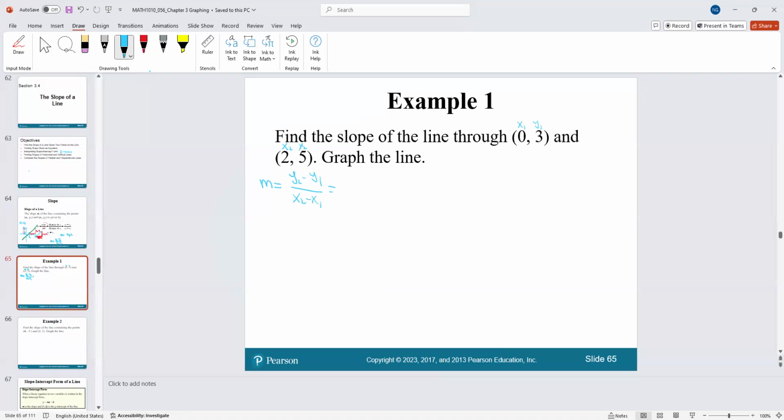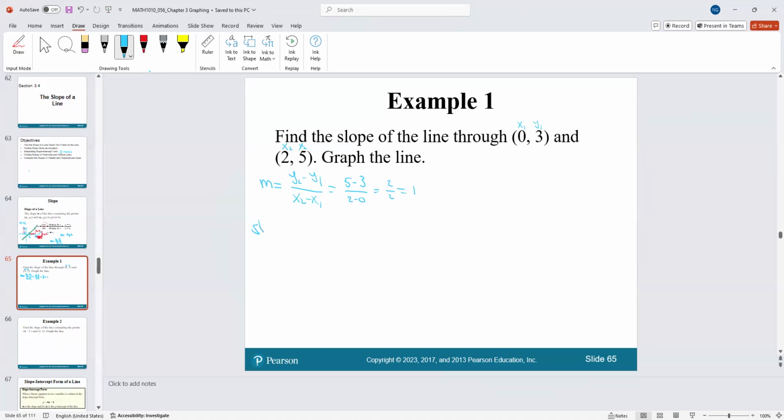I call the first one x1, y1, but if you want to call x1, y1 with the second one, that would be fine. Okay, so the second thing I would do is to plug. Remember, y is always the second coordinate. So we said y2 is 5 minus y1 is 3 over x2 is 2 minus 0. So you see we have 2 over 2. All right. Now that's what we have. We can leave it like this, or we know 2 over 2 is 1.